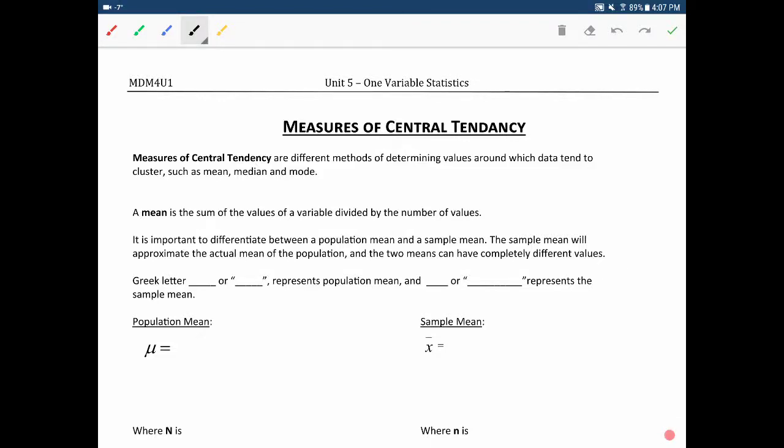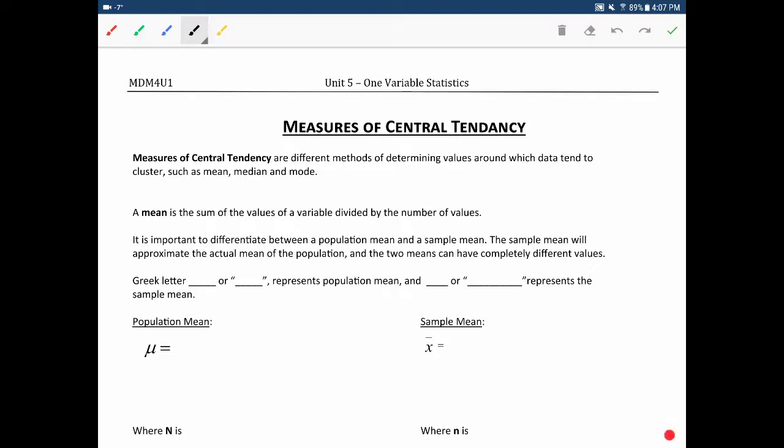Hey guys, today we're going to take a look at some measures of central tendency. In other words, I'll just read the definition here: these are different methods of determining the values around which the data clusters. So we're basically looking at different ways of finding the middle of the data.